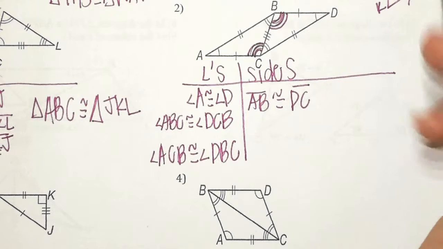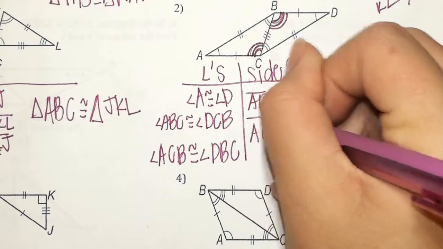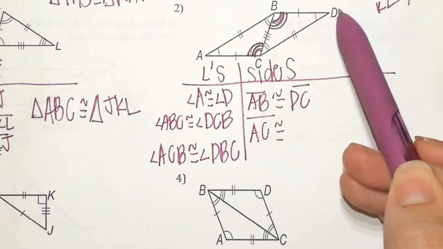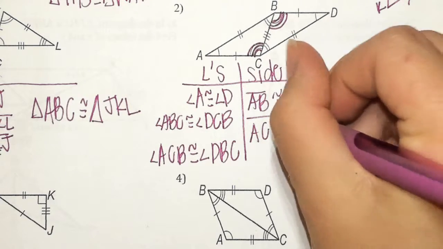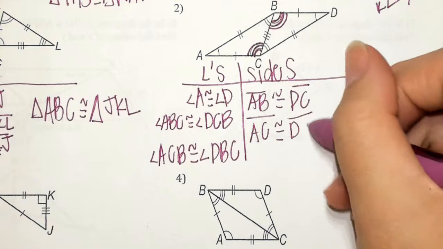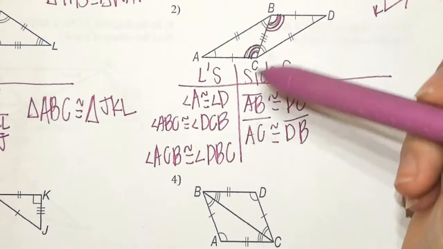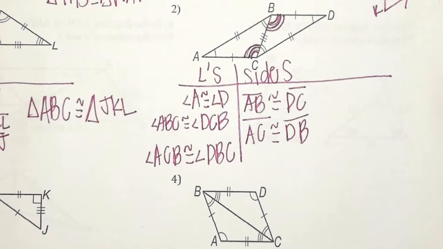Madison, which one do you want to do next? AC is congruent to, well, we went 1 to 3. So what's it congruent to? DB, 1 to 3. See, it's not necessarily hard. You just have to pay attention to little details. Now, what's the third side?